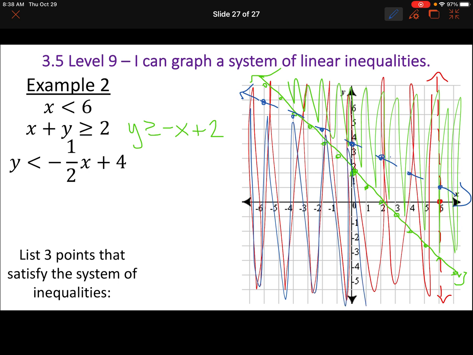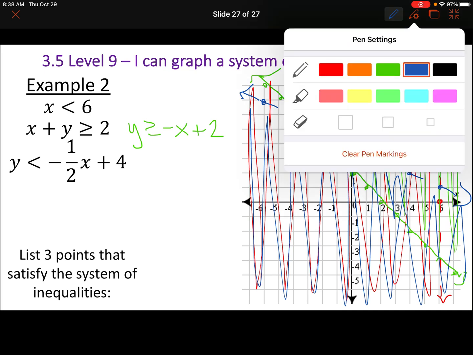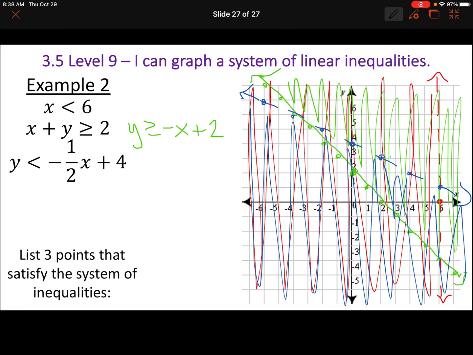This is looking very colorful, but it's asking for 3 points that satisfy the system, so let's be really clear about where that is. Right here is where we see all of the shading happening. So 3 points that satisfy that system. What's in here? 2, 1.